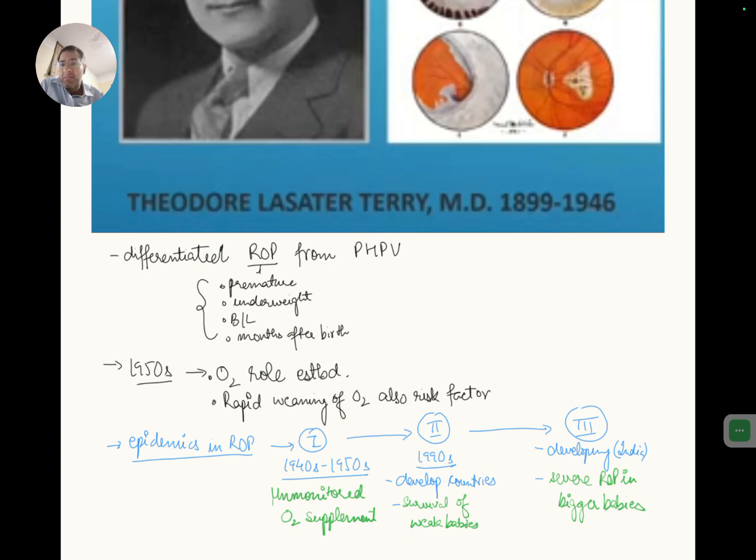There have been three epidemics in ROP. The first epidemic was in developed nations in the 1940s to 1950s, when there was unmonitored oxygen supplemented to newborn babies, especially premature children. The second epidemic happened in the 1990s in the developed countries, where the survival of weak babies was more. And the third epidemic is presently happening in developing countries like India, where severe ROP has been seen in comparatively bigger babies.